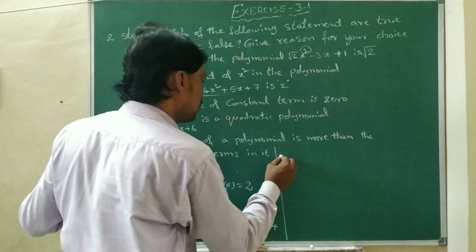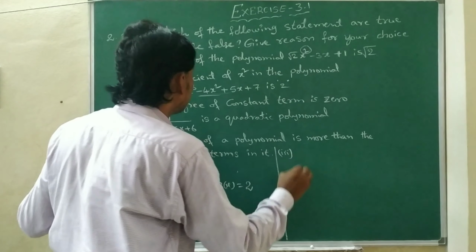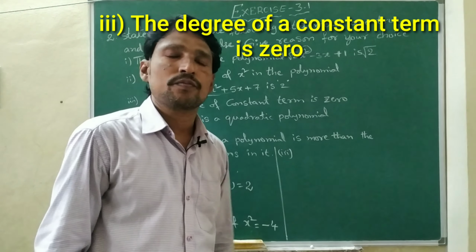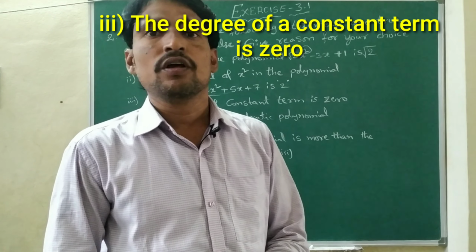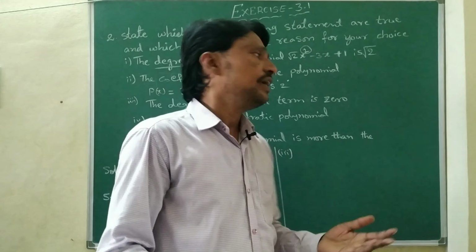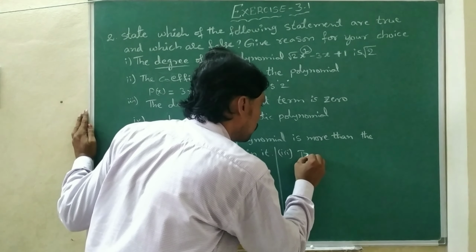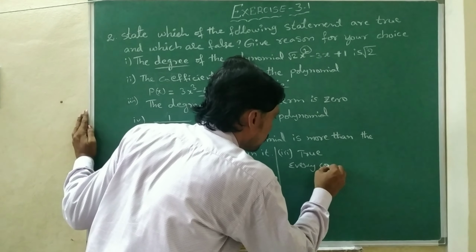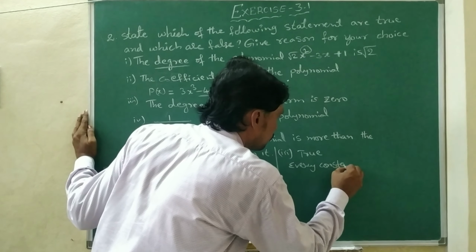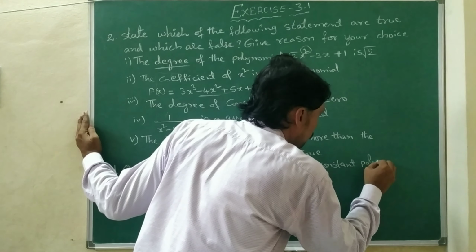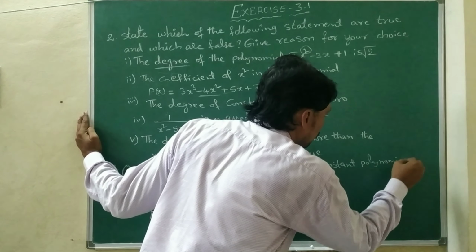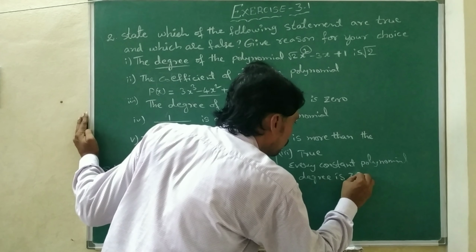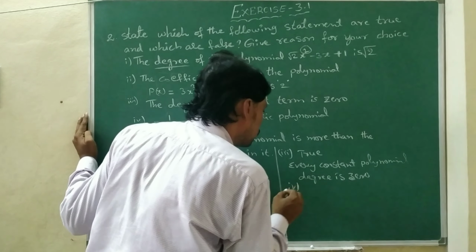Next, third one: the degree of a constant term is 0. Every constant term's degree is 0. So it is a true statement. So you can write the conclusion: every constant polynomial's degree is 0.